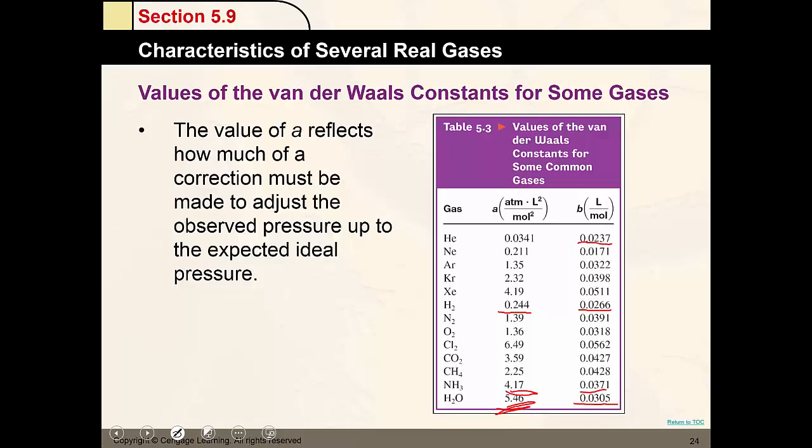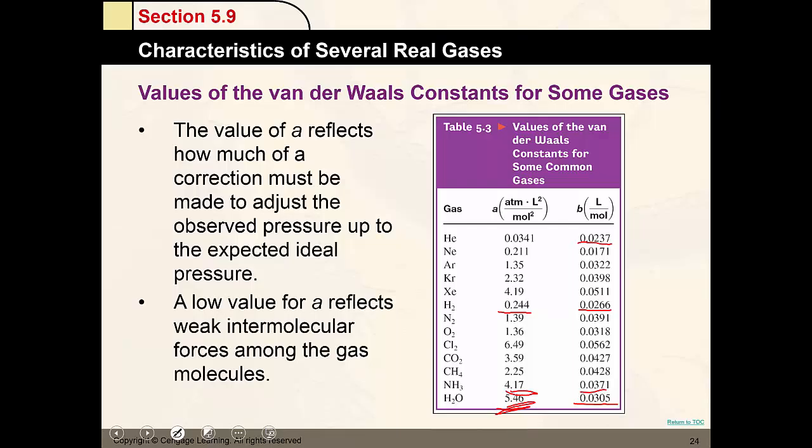So a low value for A reflects that only a small correction must be made for pressure. A low value means weak intermolecular forces, meaning dispersion forces. And a high value, like those for NH3 and H2O, means that there are large intermolecular forces like hydrogen bonding, and you have to make a much larger correction for pressure.